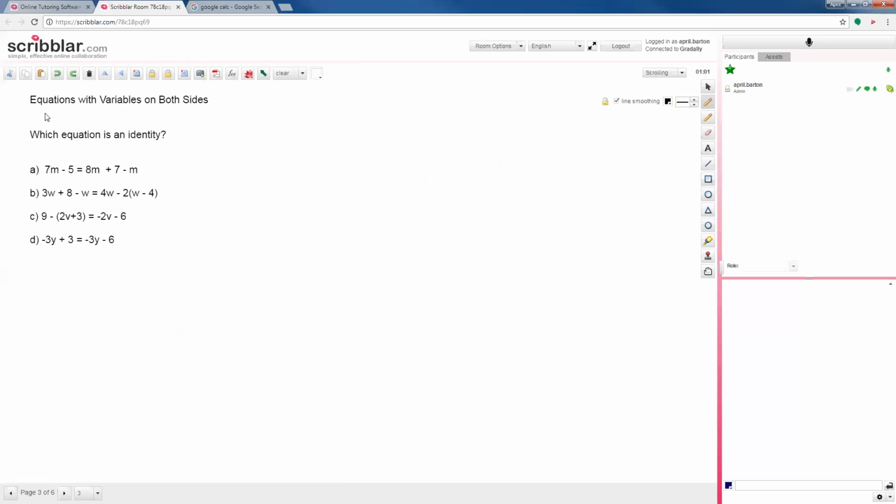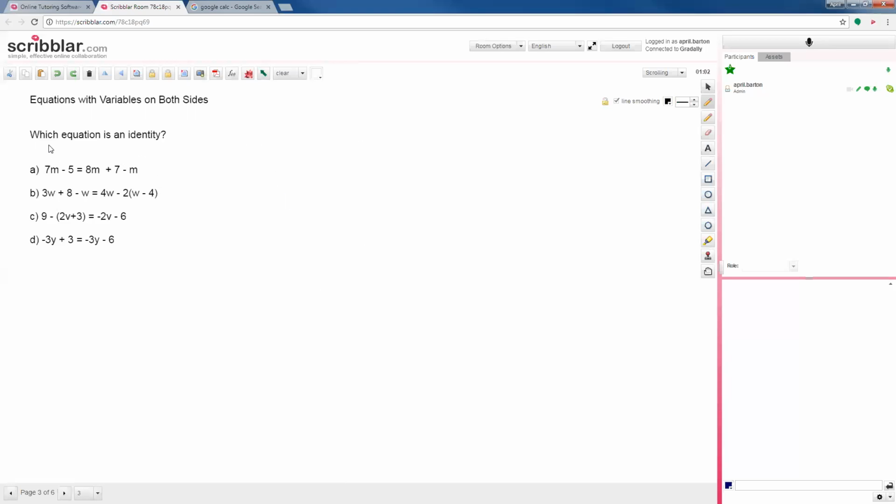So we talked about multi-step equations. We're always going to look for that distribution and then combine like terms. It gets a little trickier again if they end up with variables on both sides of the equation. So there's a couple types of problems they can ask with this. One will be to just solve, which we're going to do next. That's more similar to what we've been doing. This one specifically just asks which equation is an identity. So it's a little bit different.